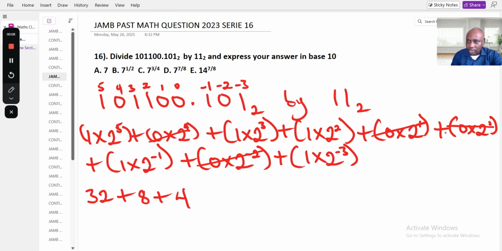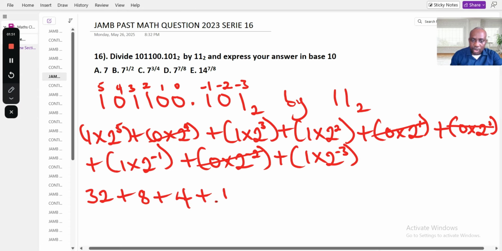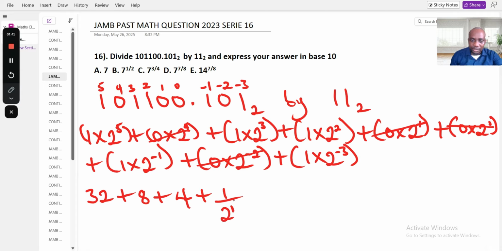What is next? This one has cancelled out. This one has cancelled out. Remaining this one. The next thing we have here is 1 multiplied by 2 raised to the power minus 1. If you want to remove this negative, you write it as 1 over 2. Therefore, the minus has been removed, so we return it to the denominator. Plus, what is this? 1 multiplied by 2 raised to the power minus 3. If you want to remove this minus, it's going to be 2 times 2, 4, 4 times 2, 8. It's going to be 8. Therefore, we have removed the minus.